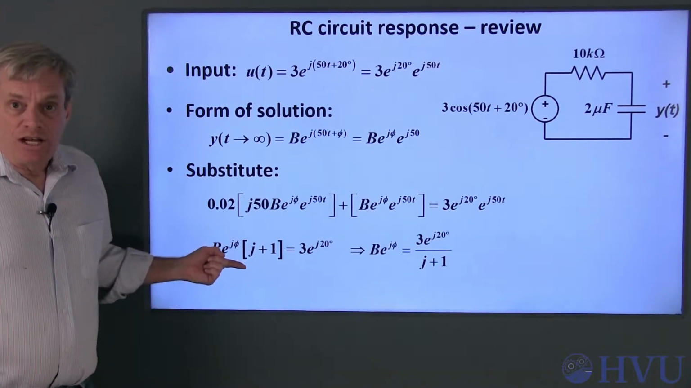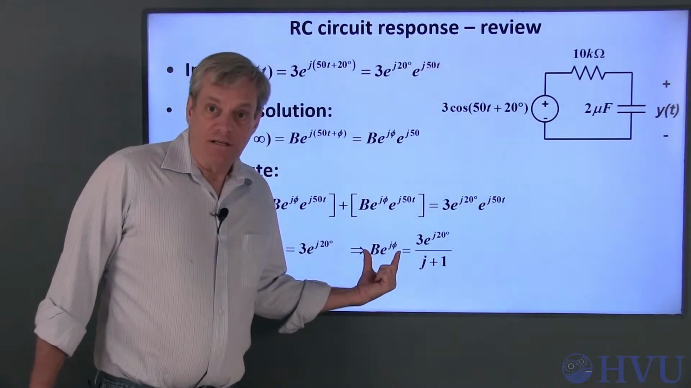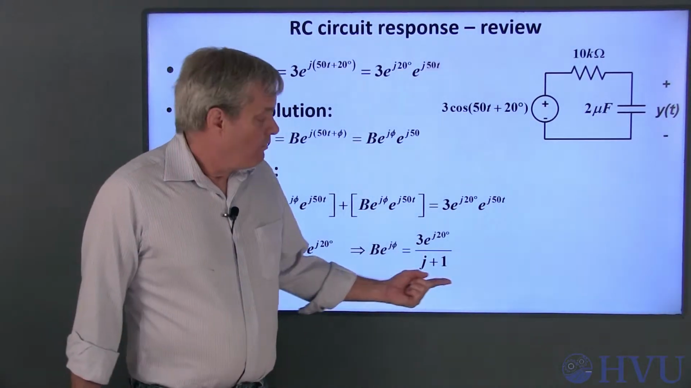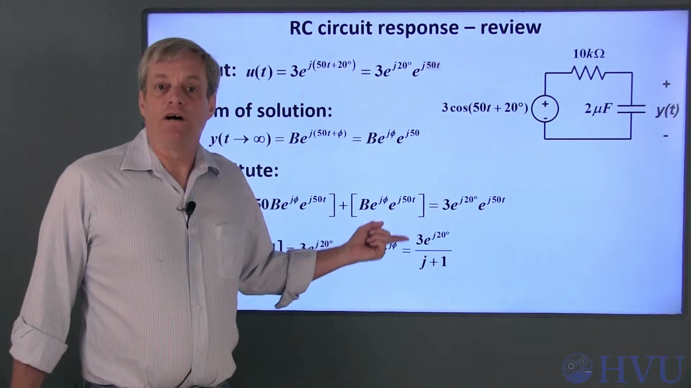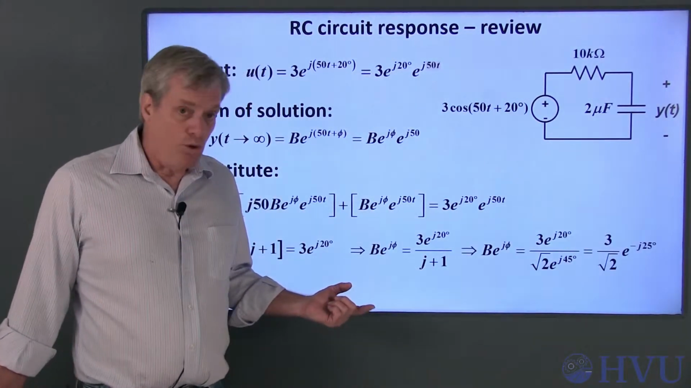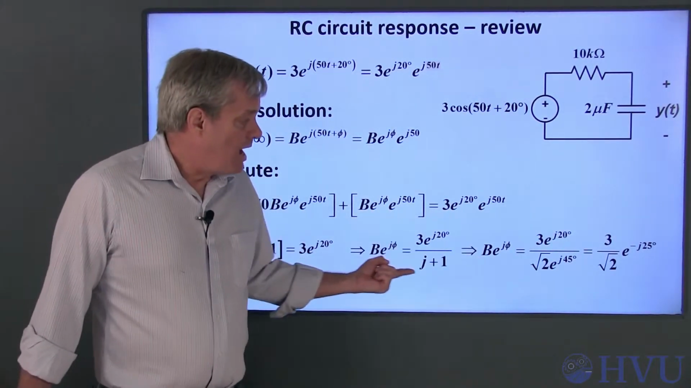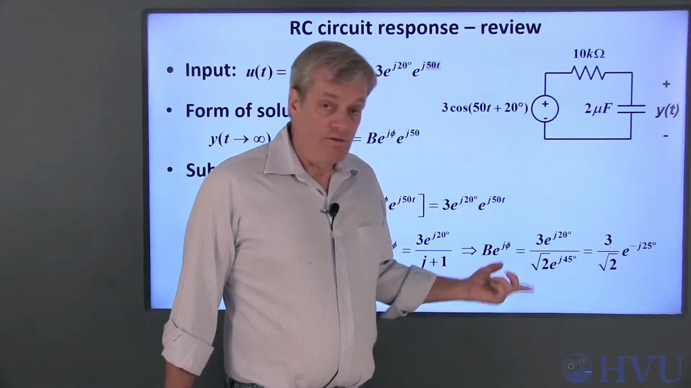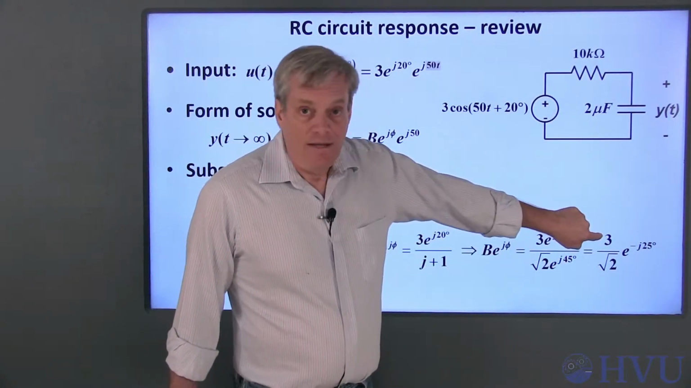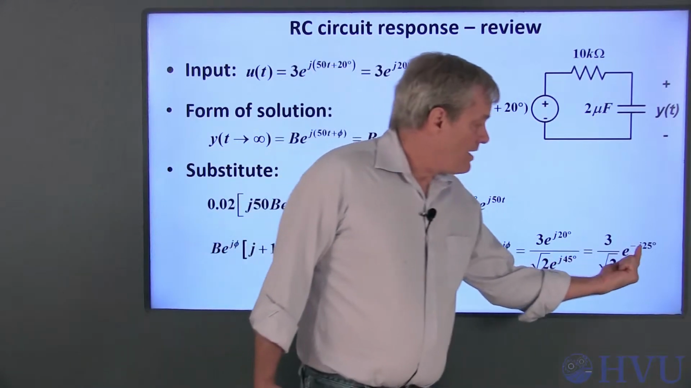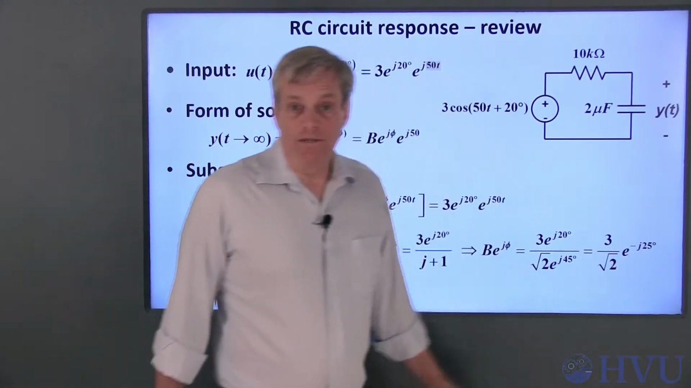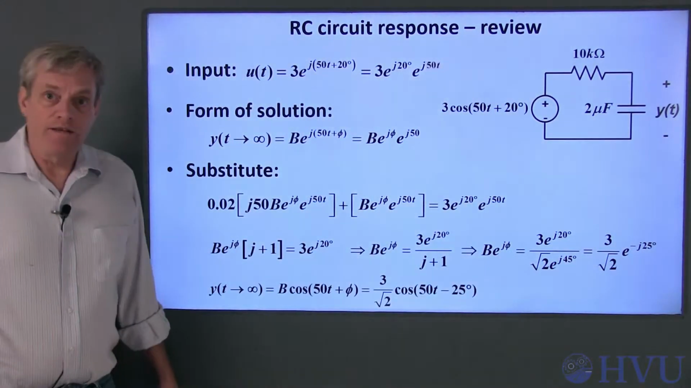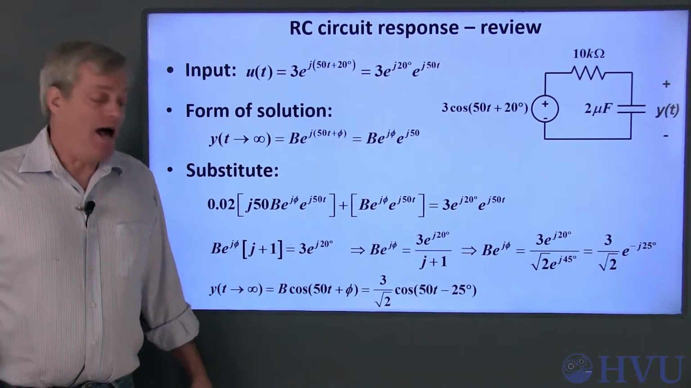If we divide out the j plus 1 term to solve for the complex number b e to the j phi, we get this. Dividing two complex numbers is easiest in polar form, so I'll convert the denominator to this and do the math. The magnitude b is 3 over root 2, and the phase angle phi is negative 25 degrees. The sinusoidal response is a function of time.